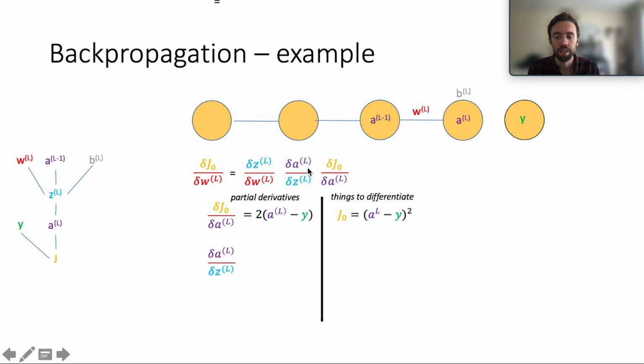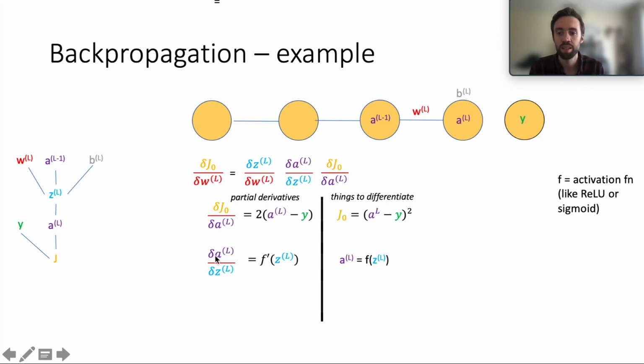Next, we want to calculate the partial derivative of AL with respect to ZL. And remember that AL is just a nonlinear activation function of ZL. So this will depend on whether F is a ReLU or a sigmoid. Del A del Z is equal to the derivative of this function. Finally, del Z del W is calculated, remembering that ZL is equal to WL times AL minus 1 plus B. And if we differentiate this with respect to WL, we will get AL minus 1.